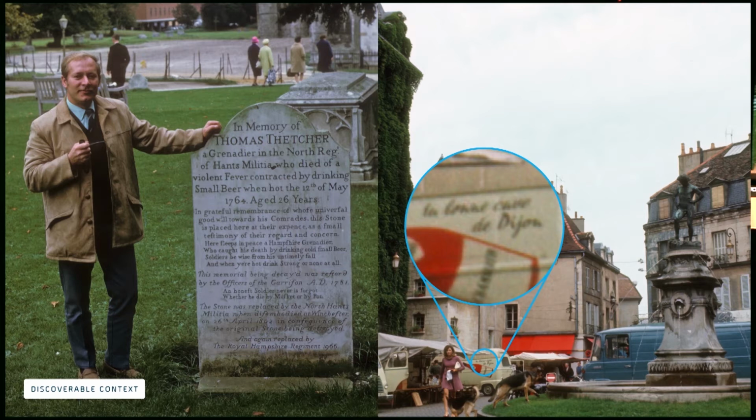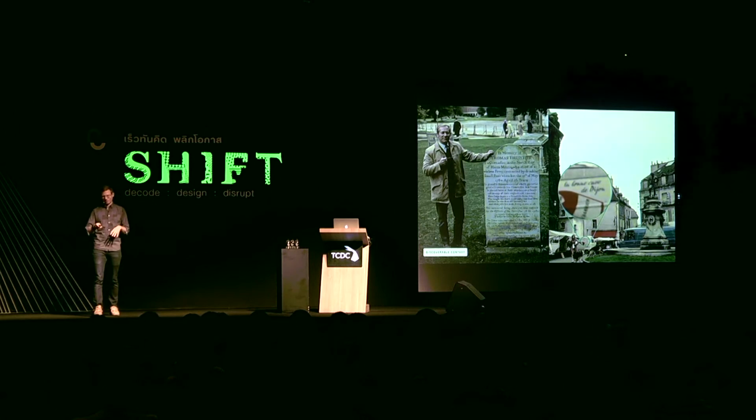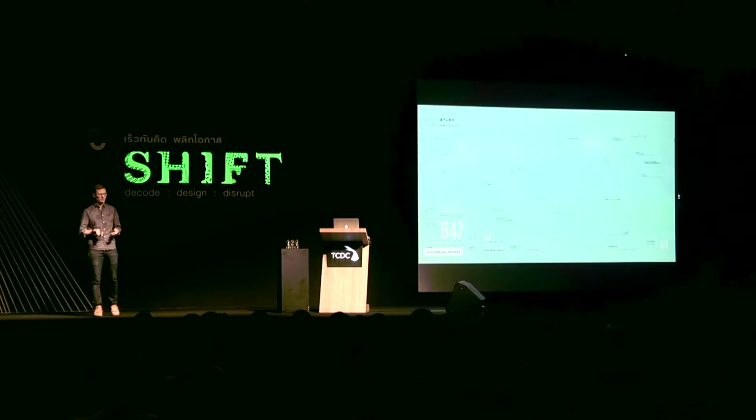So using the tools that we have now, you can do something like type in the text from this gravestone and get to the Wikipedia entry, or go to Google image search, and by typing in Dijon, as seen in that little detail on the right, figure out that this is a square that has hardly changed in 40 or 50 years in Dijon, France. So I can start to place these as well in space.